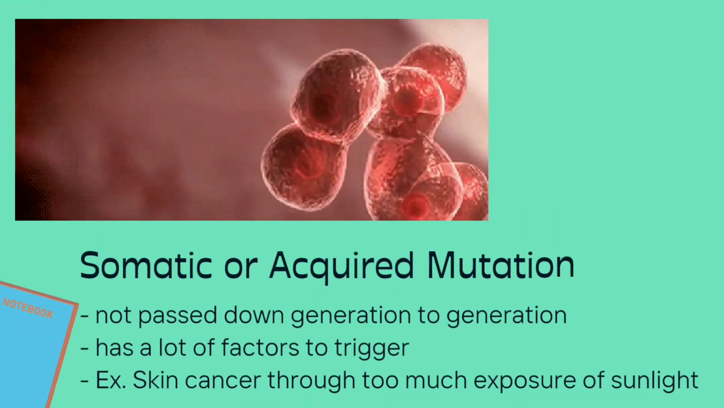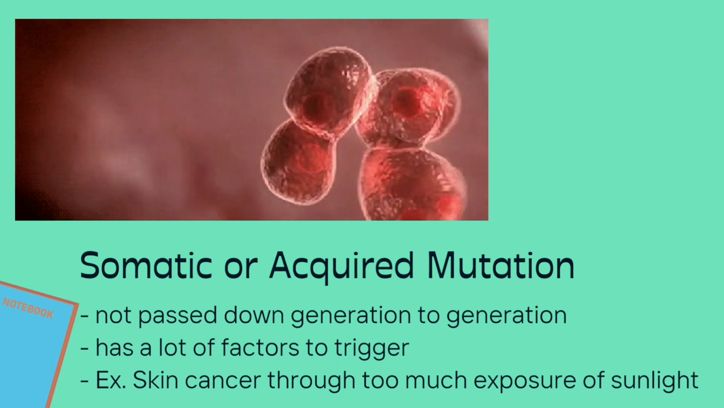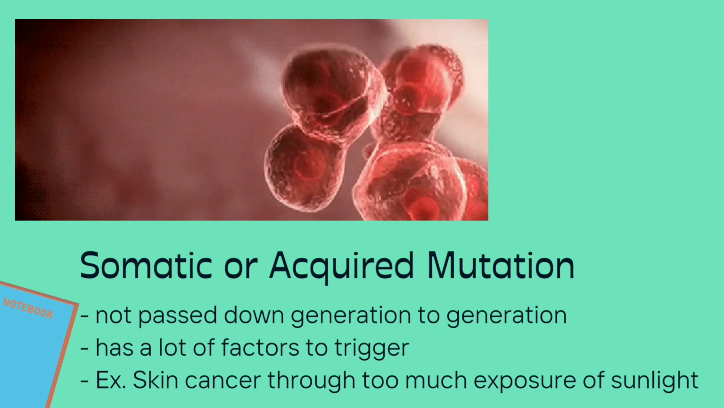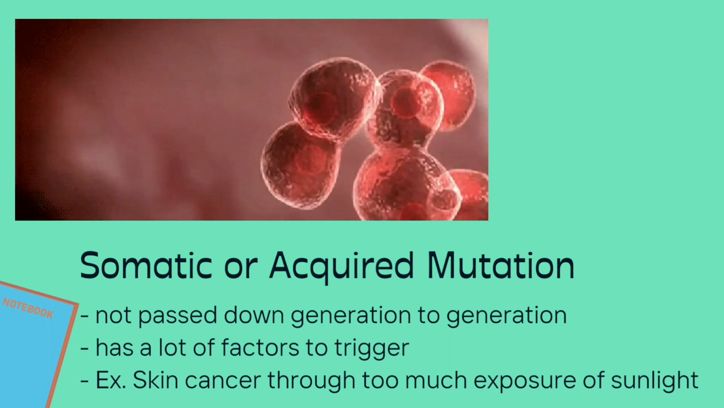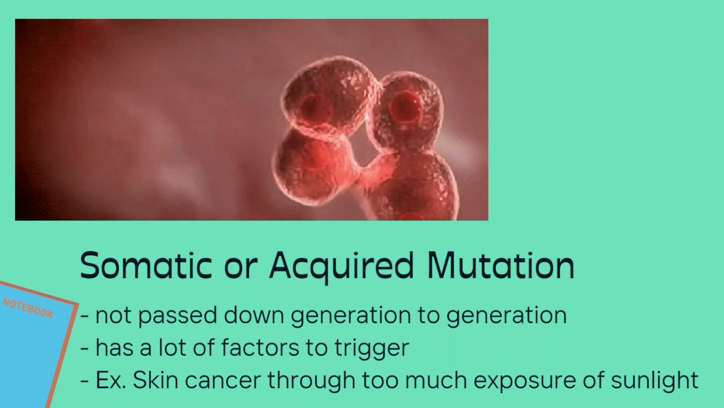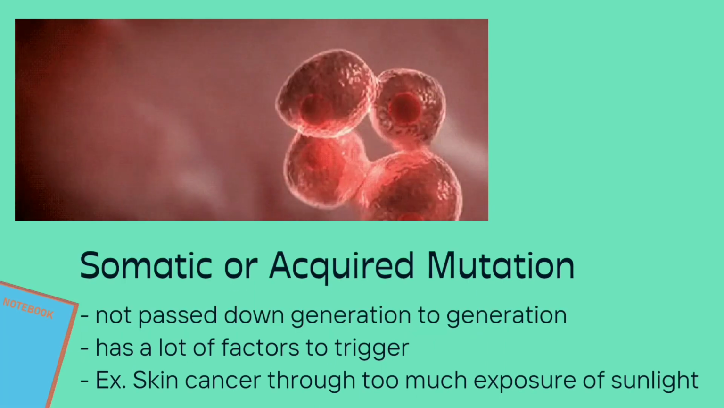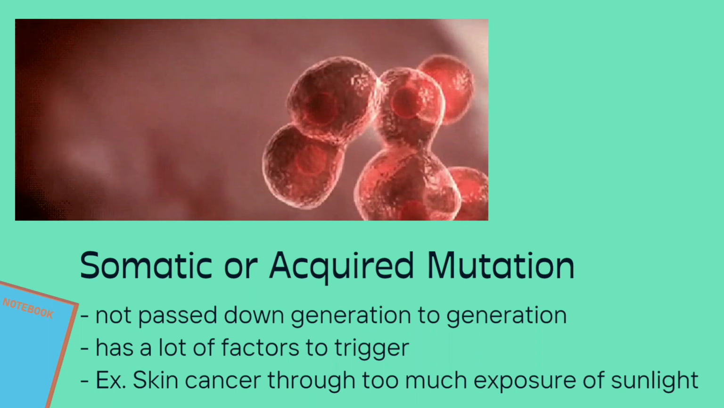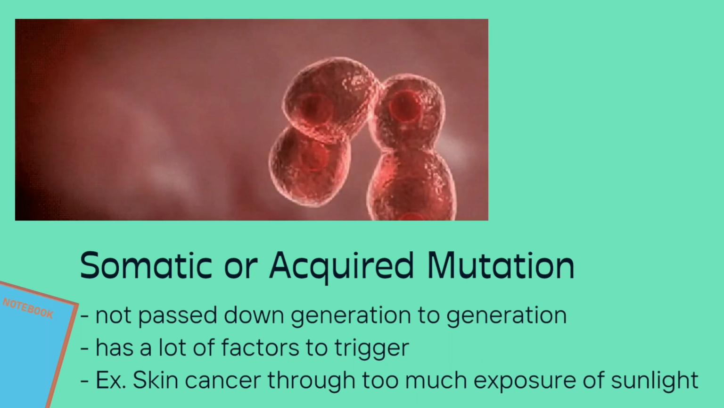Somatic or acquired mutation is a genetic alteration that occurs in the DNA of a somatic, non-reproductive cell in the body after conception. Unlike germline mutations, which can be inherited by offspring, somatic mutations are not passed down to future generations because they occur in non-reproductive cells.